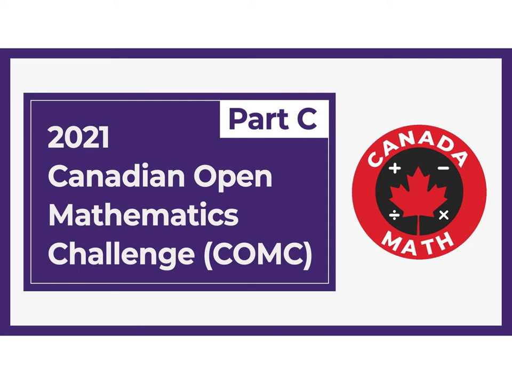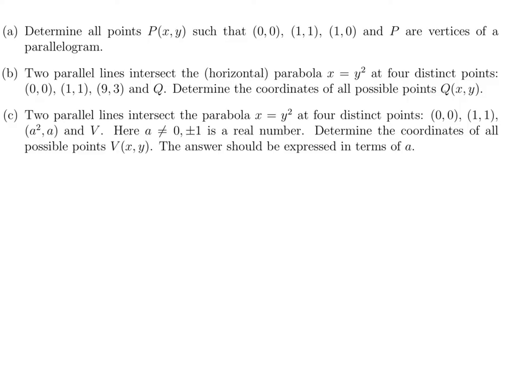2021 Canadian Open Mathematics Challenge Part C. Determine all points P(x, y) such that (0, 0), (1, 1), (1, 0), and P are vertices of a parallelogram. Okay, so we have a situation where they've given us already three points, right?